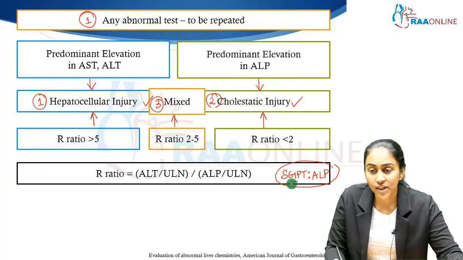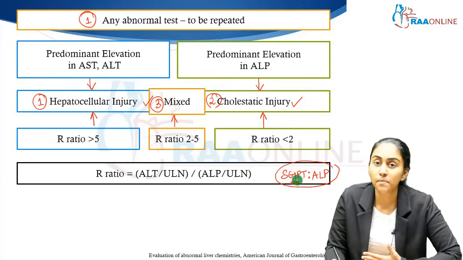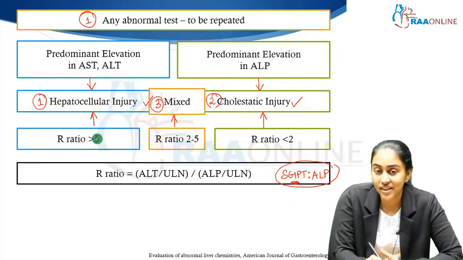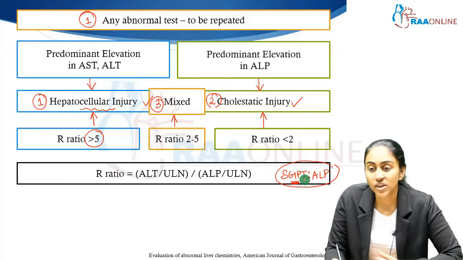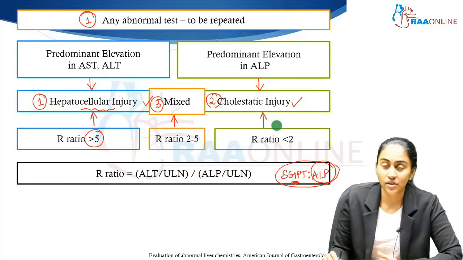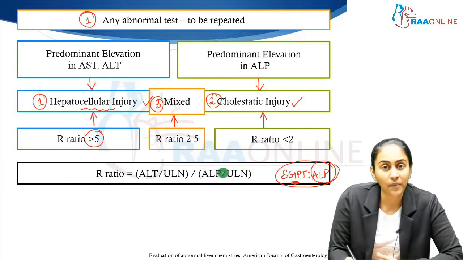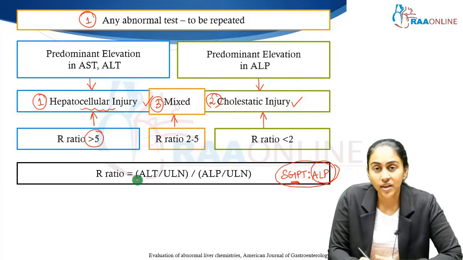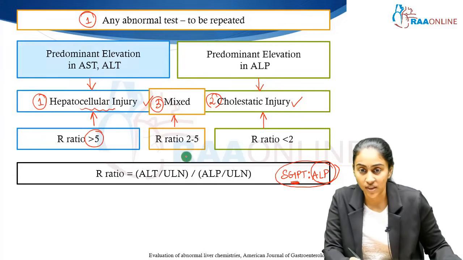So if this ratio is high, that tells you that the degree of elevation in SGPT is much more. So there is a predominant elevation in the transaminases, and hence the ratio is high, and hence the patient has hepatocellular injury. Whereas if the ratio is low, then there is a predominant alkaline phosphatase elevation, and therefore there is a cholestatic injury. So this is the R ratio: ALT by upper limit of normal divided by ALP by upper limit of normal. If the R ratio is between 2 to 5, it is mixed, more than 5 hepatocellular, less than 2 cholestatic injury.